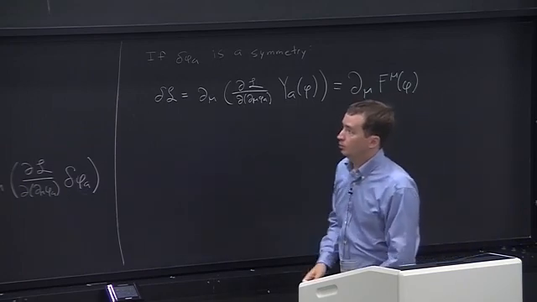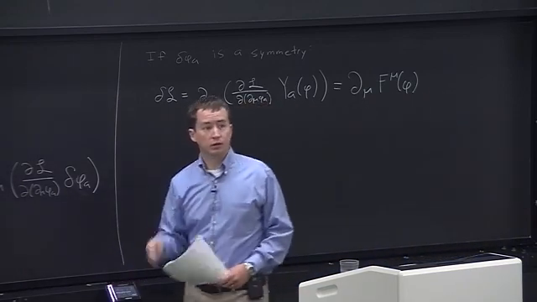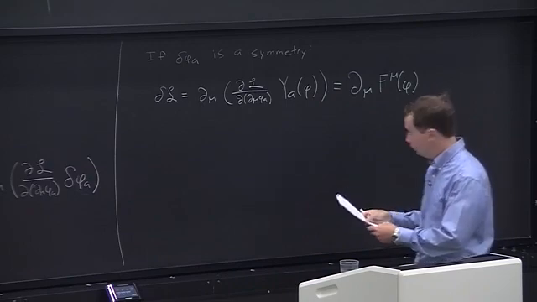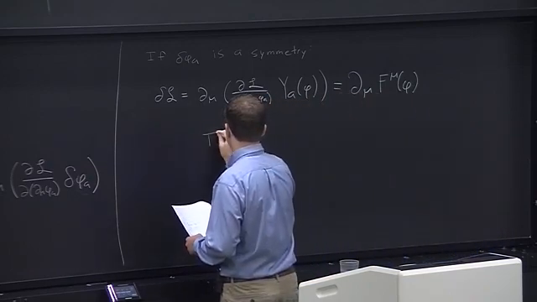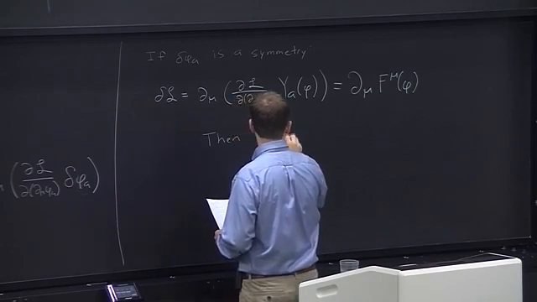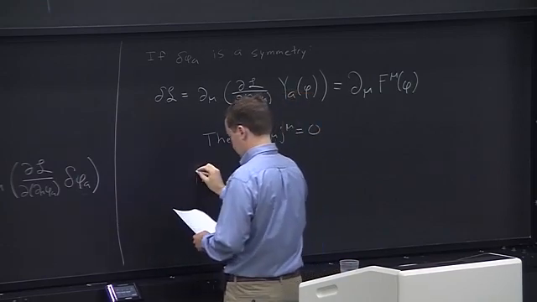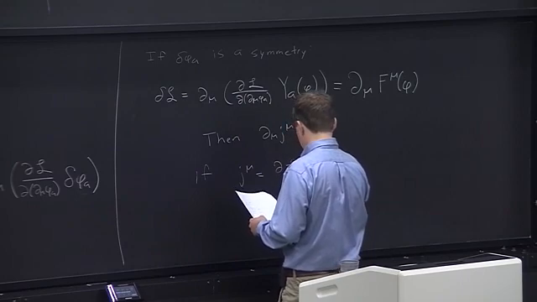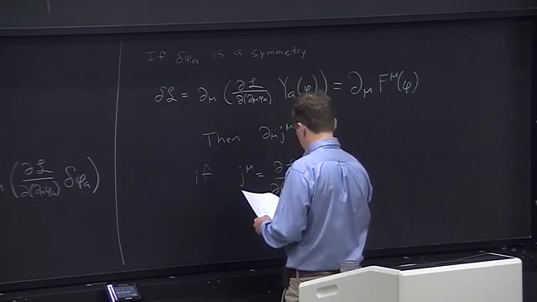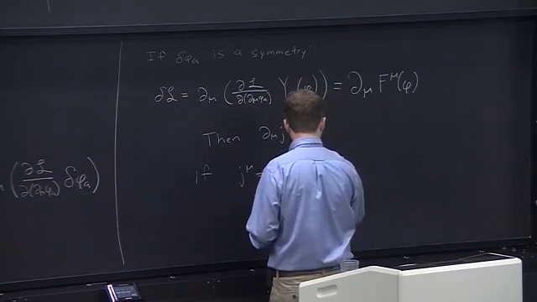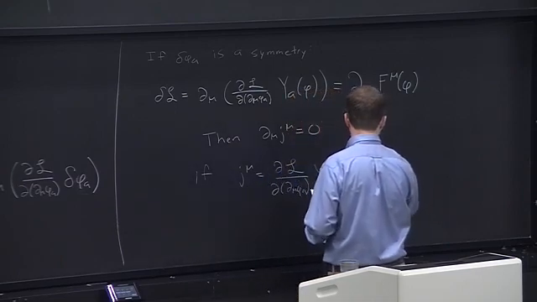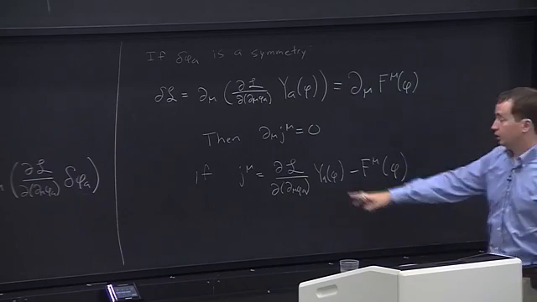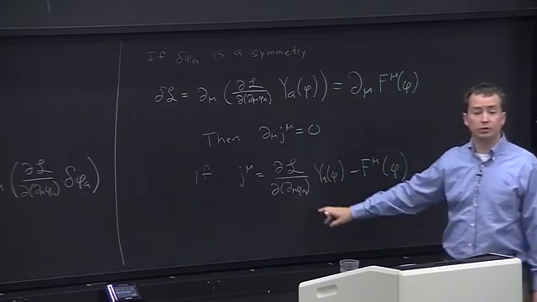We wanted to find a conserved current. And conserved current means that d_mu j^mu is 0. So if we just move both these terms over to the same side, we found our conserved current. So then d_mu j^mu equals 0 if j^mu is partial L over partial d_mu phi_a times Y_a of phi, minus F^mu. So we've not only shown that there is a conserved current, but we've found an explicit formula for it.